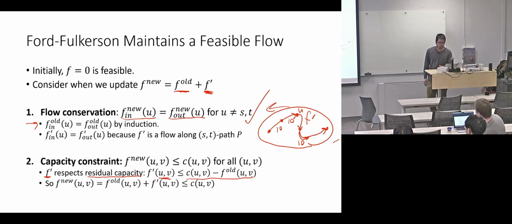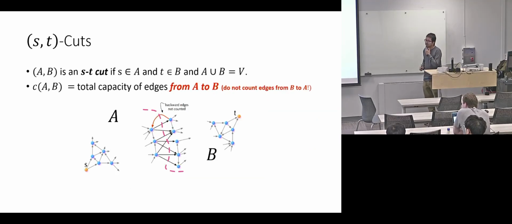Okay. Good. So we maintain a feasible flow at all times. It's a valid flow. Next, we try to now say that when we finish, it is a maximum flow. To do this, I need one new concept. A concept of ST cut. So, a new concept here.